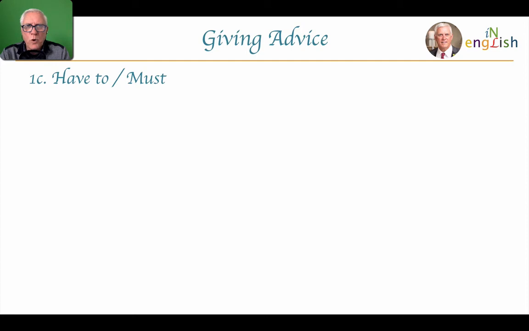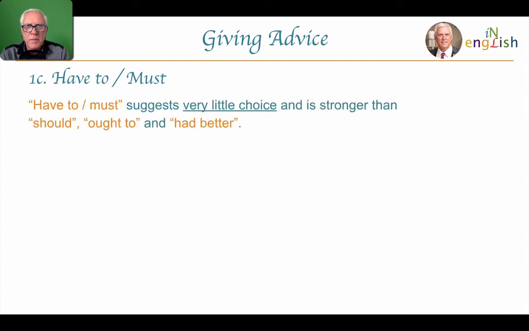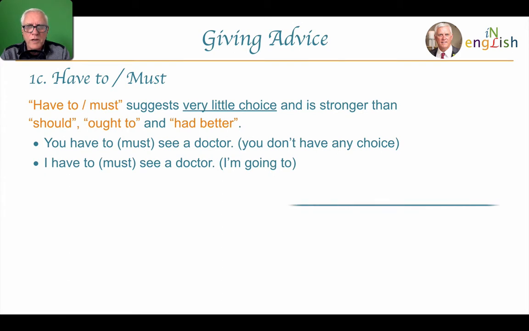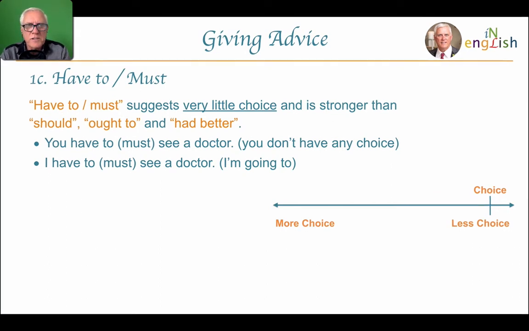What about have to or must? Have to or must suggests very little choice, and it is stronger than should, ought to, and had better. For example, you have to or must see a doctor. You don't have any choice. I have to or must see a doctor. If we look at our continuum once again, one can see that using have to and must gives the recipient of the advice, even if the recipient is yourself, of course you can give yourself advice, very little choice.